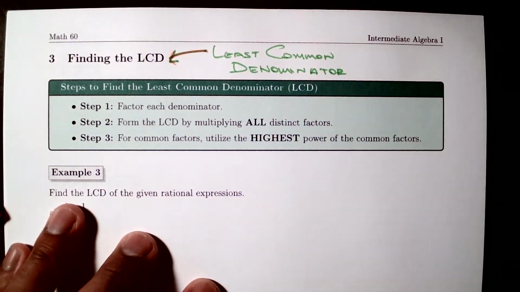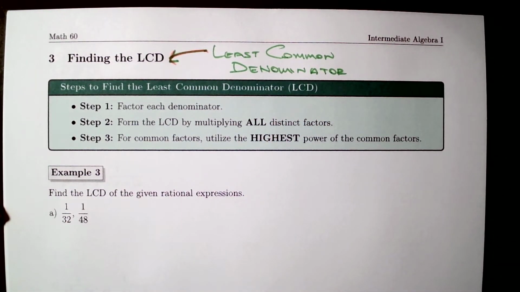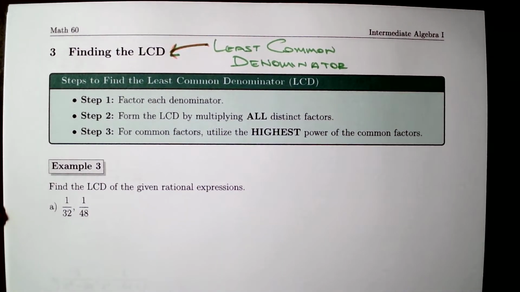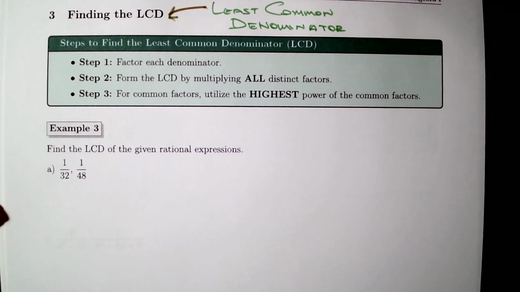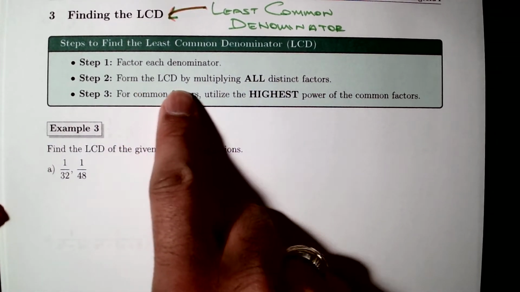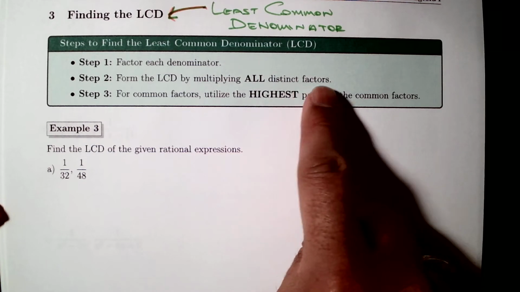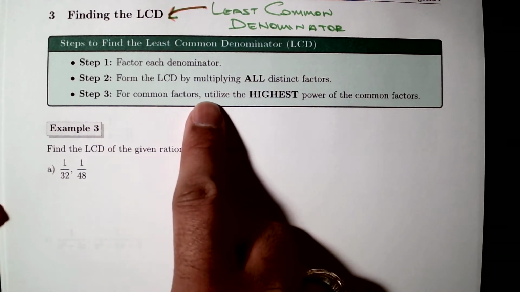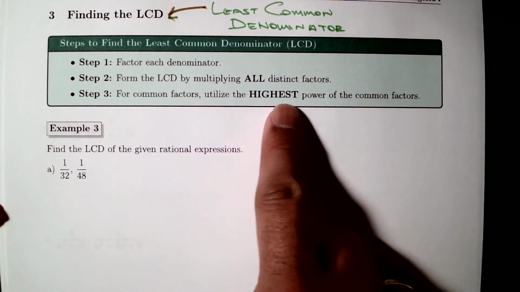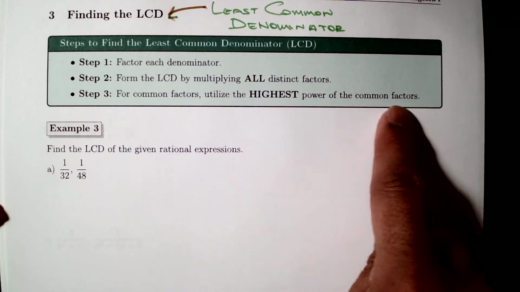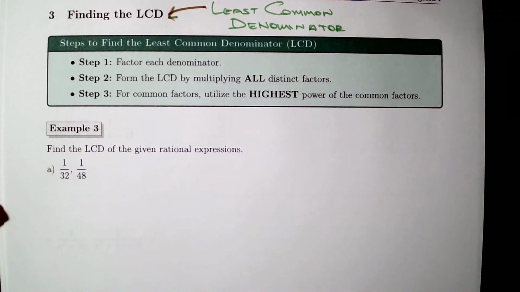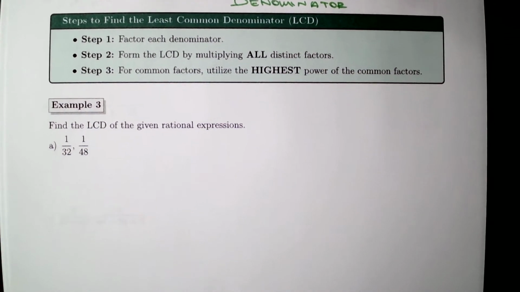Okay, least common denominator. All right, so that's what it is. So how do we find the LCD? Well, we have the steps here. Factor each denominator. Form the LCD by multiplying all distinct factors. For common factors, utilize the highest power of the common factors. Well, these steps, we'd better see them in action with an example.